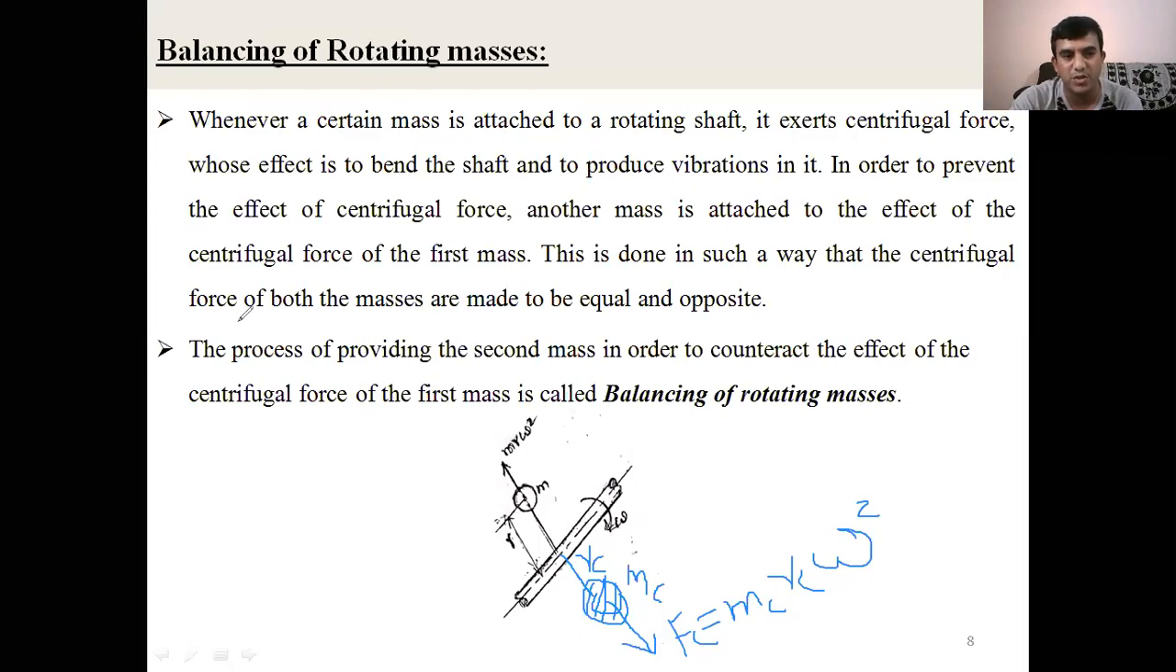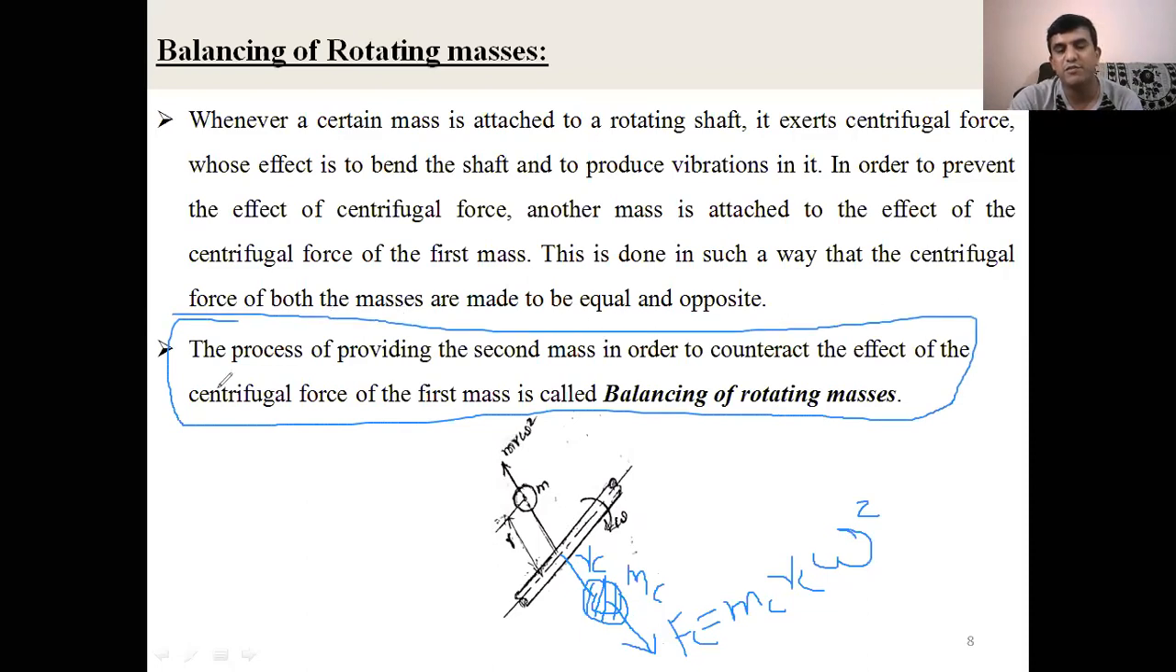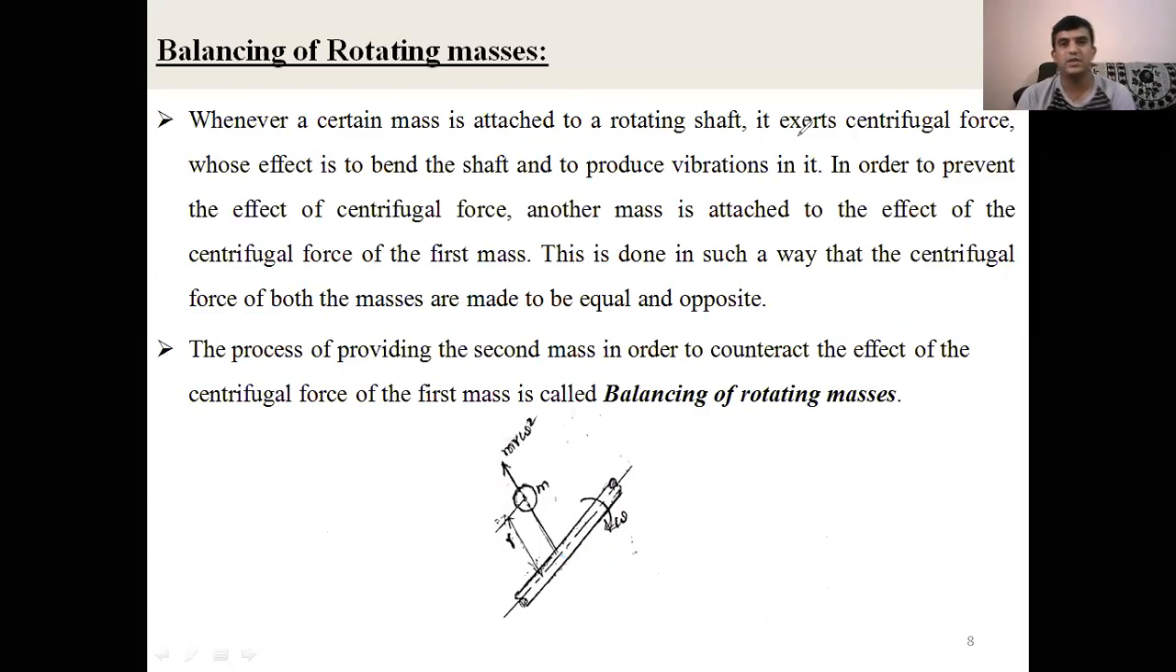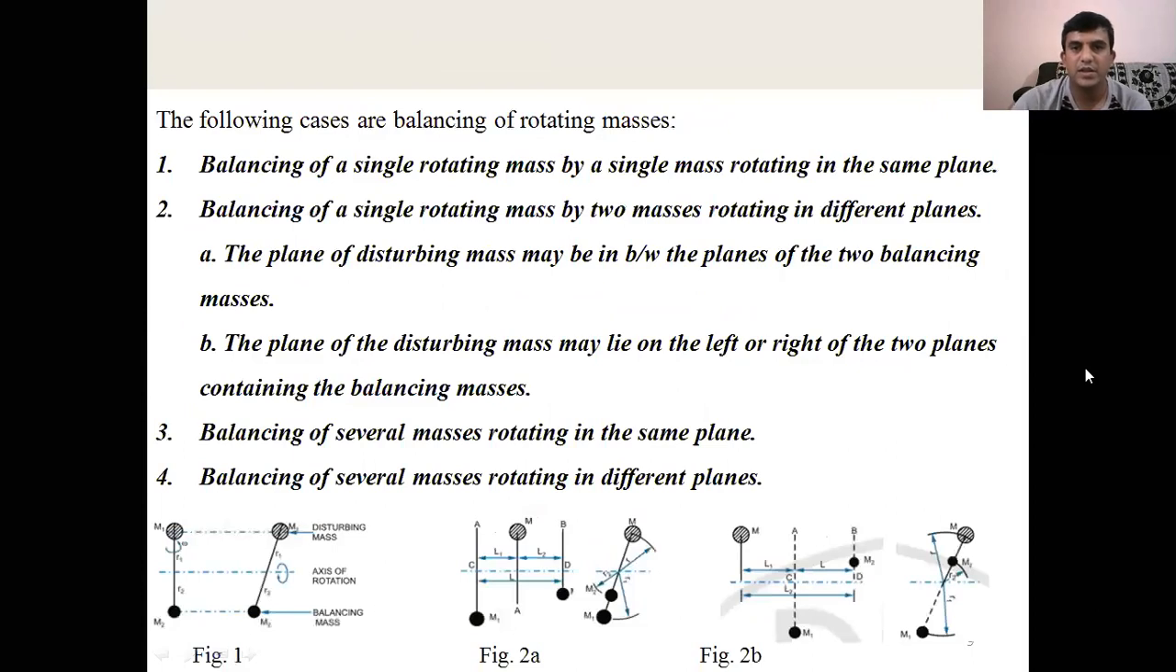That process of providing a second mass in order to counteract the effect of the centrifugal force of the first mass, we call the balancing of rotating masses. Now, how do you make balance here? For balancing rotating masses, there are four different cases.